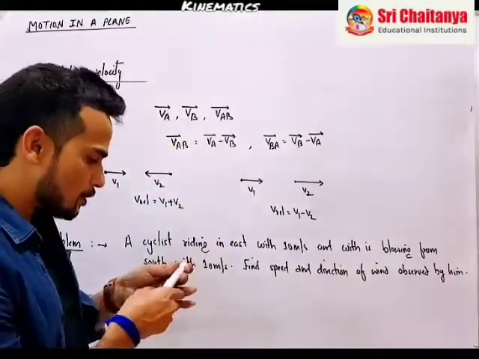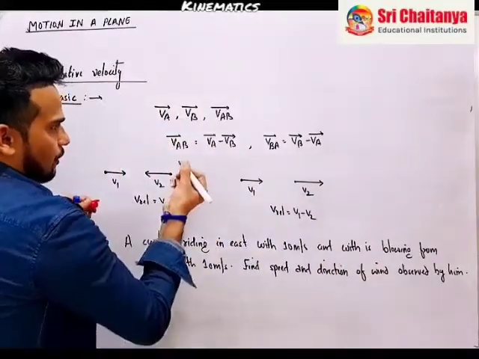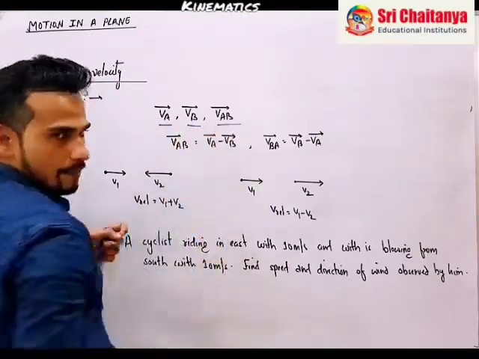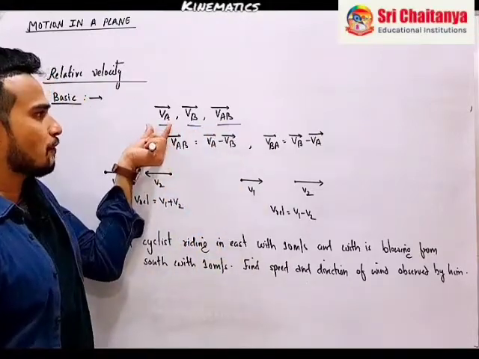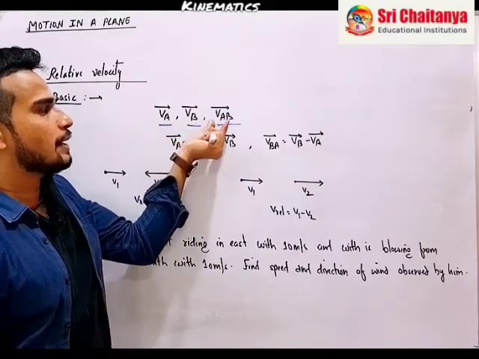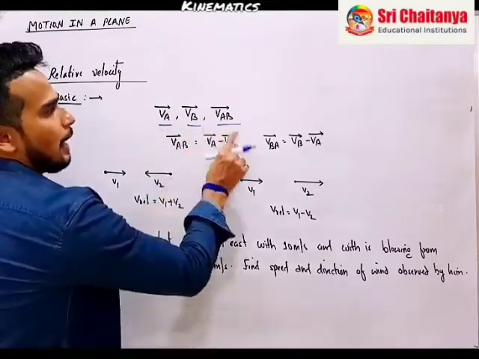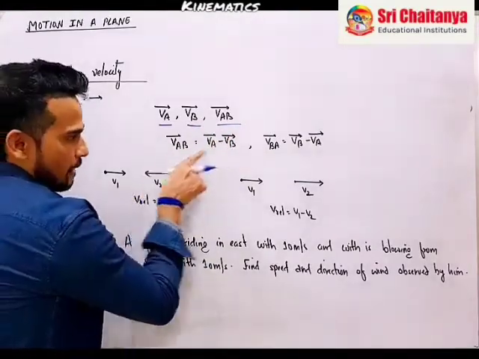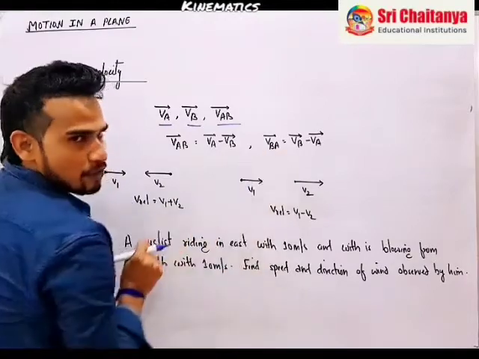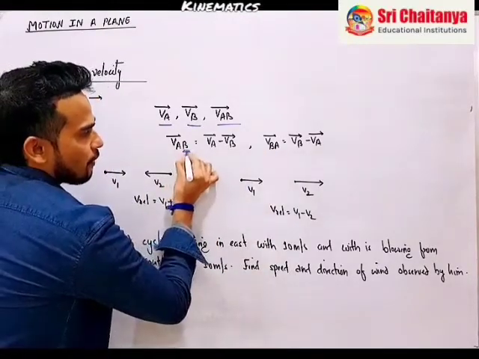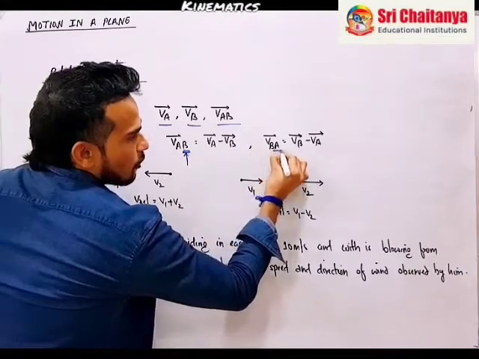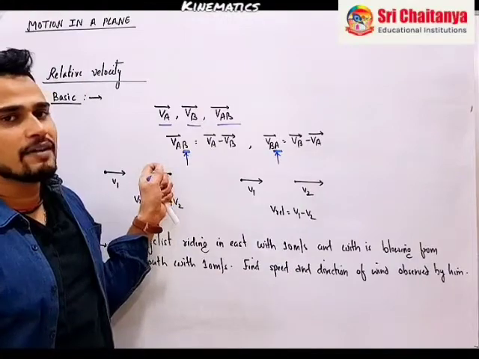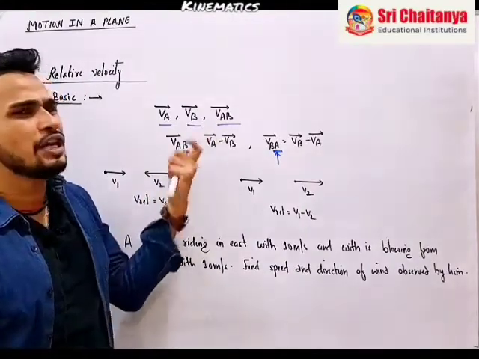So this is how we relate. Again, we will get three velocities: VA, VB and VAB. VA is the actual velocity of A, VB is the actual velocity of B, and this is the relative velocity. We say VAB means velocity of A with respect to B, and VBA is the velocity of B with respect to A. So here who is the observer? B is the observer. Here, A is the observer. And always remember, the observer always treats himself at rest, and he gives his velocity in the opposite direction to the object.